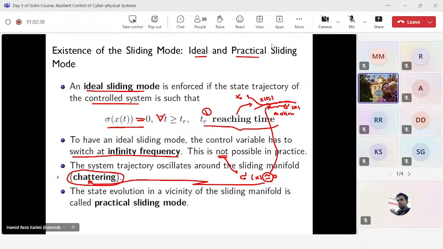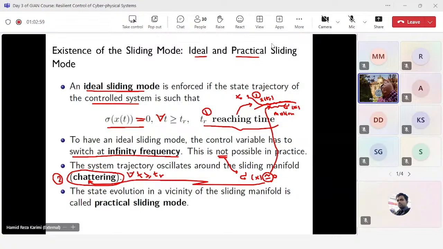Another is about the chattering. The chattering is for each time bigger than TR, okay? So now what is the task? The task is that first you need to bring a state to the surface. This is phase one, okay? The first step is this.